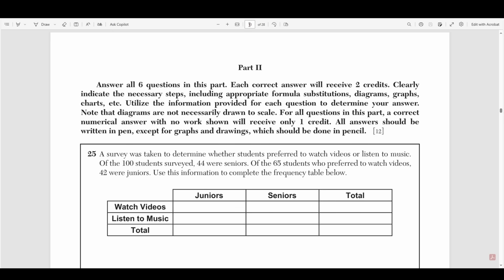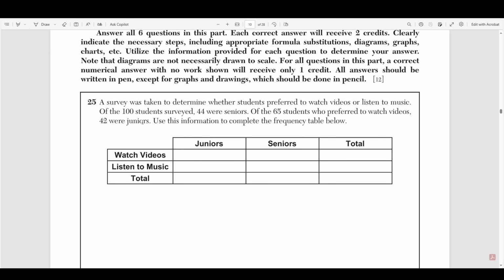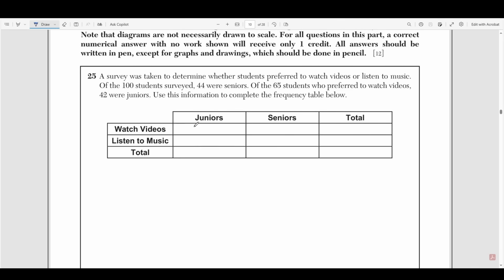That being said, we're going to go ahead and start off with number 25, which says that a survey was taken to determine whether students prefer to watch videos or listen to music. Of 100 students surveyed, 44 were seniors. Of the 65 who preferred to watch videos, 42 were juniors, and we need to use this information to fill out the frequency table.